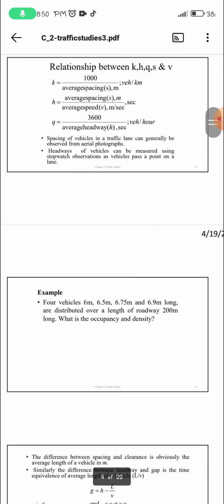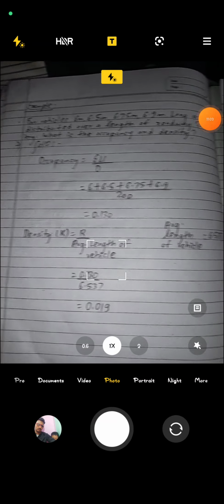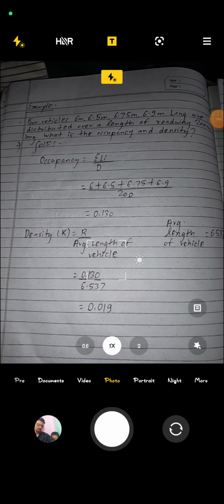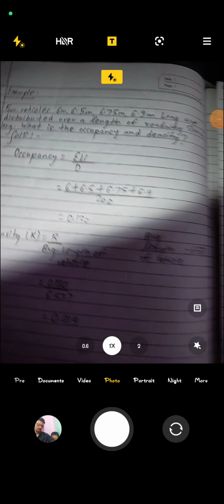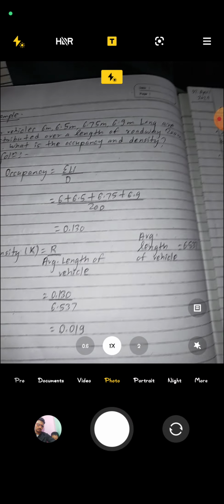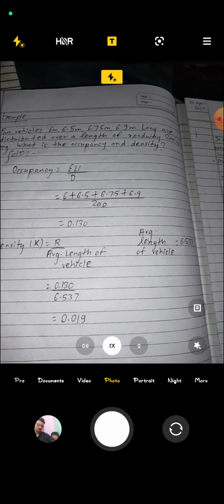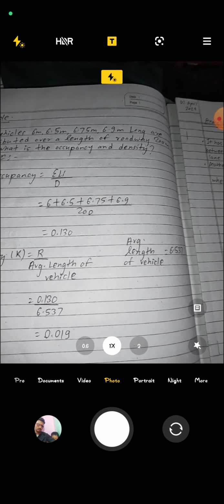There is an example. 4 vehicles 6 meters, 6.5 meters, 6.75 meters and 6.9 meters long are distributed over a length of roadway 200 meters long. What is the occupancy and density? So this was the question: 4 vehicles 6 meters, 6.5 meters, 6.75 meters, 6.9 meters long are distributed over a length of roadway 200 meters long. What is the occupancy and density?